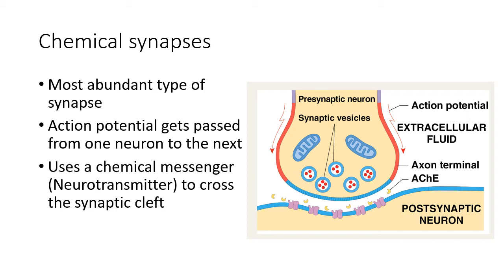The synapses themselves come in a couple of different varieties, the most common of which is the chemical synapse, and then we also have electrical synapses. Chemical synapses are used essentially in the central nervous system, they're used in the peripheral nervous system, they're used really everywhere, and this is our primary way of communicating from one cell to the next.